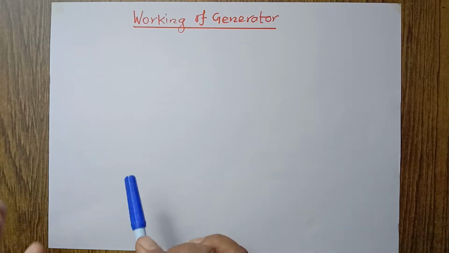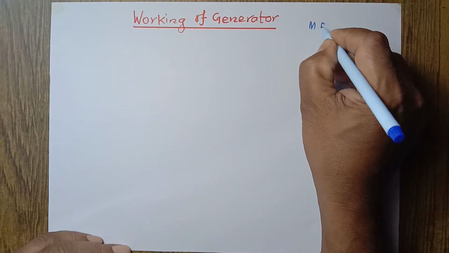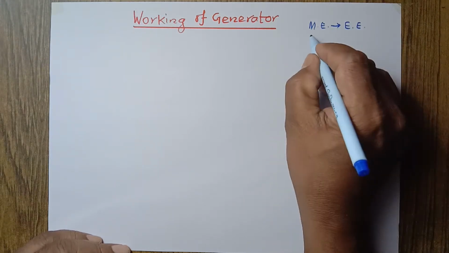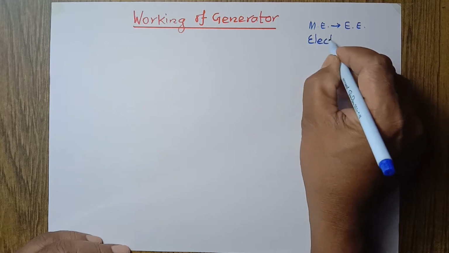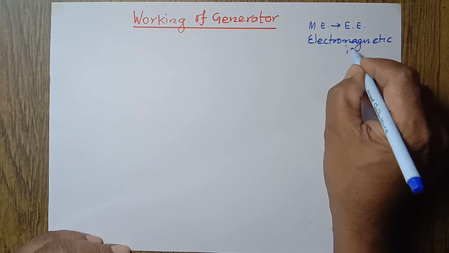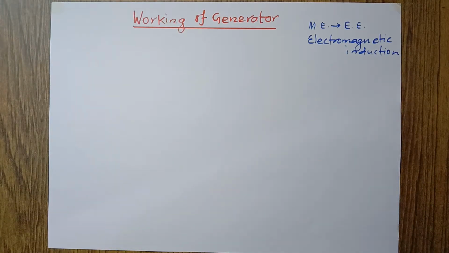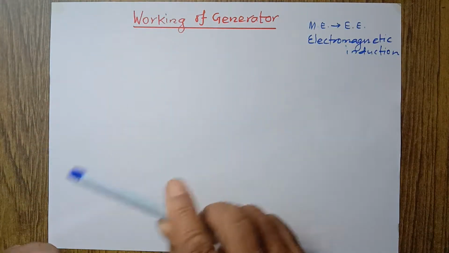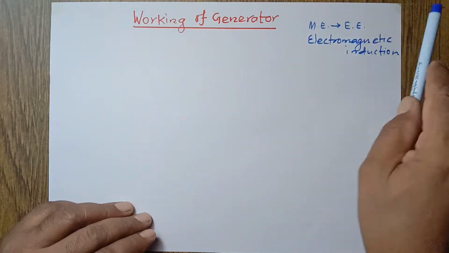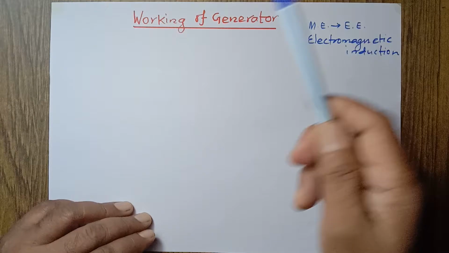We know that a generator is a device which converts mechanical energy into electrical energy, and it is based on the principle of electromagnetic induction. Today we are going to focus on the construction and working of the generator. This is the definition: a generator converts mechanical energy into electrical energy, based on the principle of electromagnetic induction. I mentioned this in the previous class also.